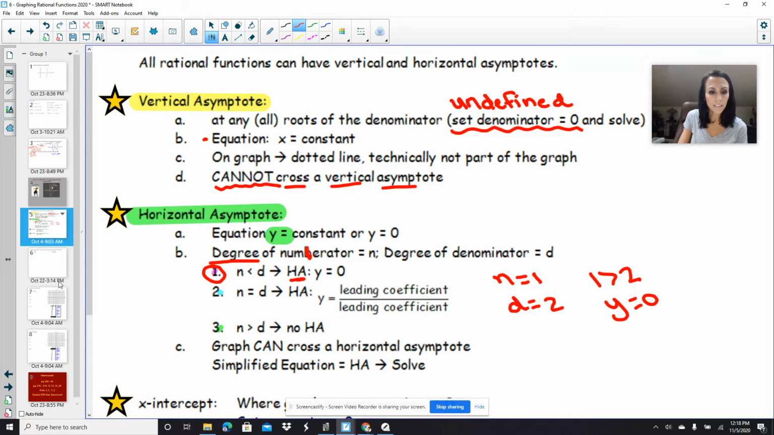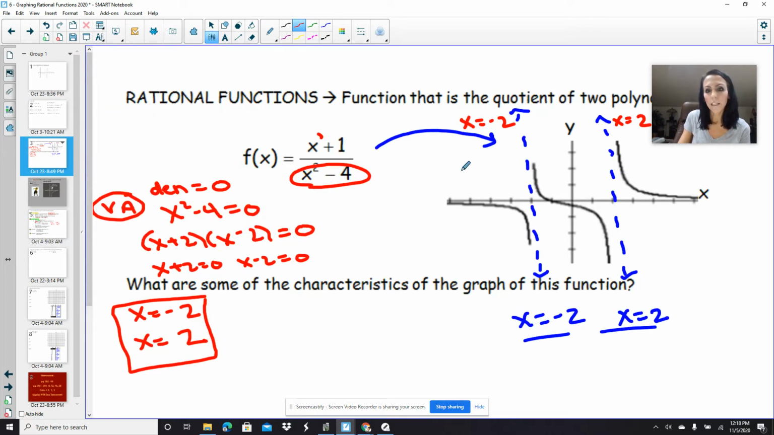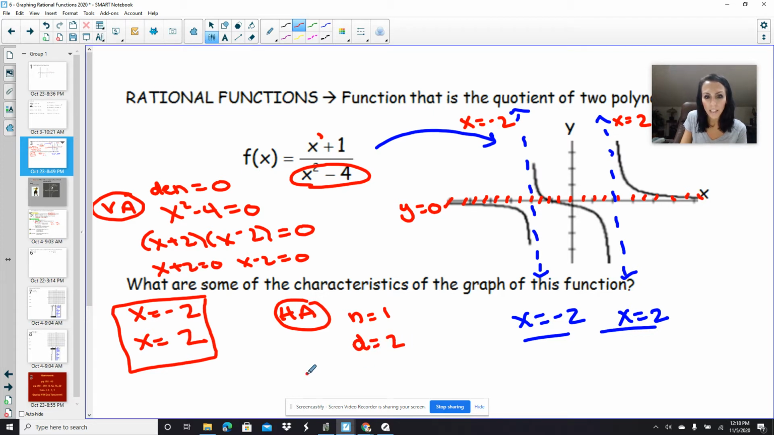All right, let's go back here. Y equals 0 is right here. And notice the function does cross the horizontal asymptote, and that's okay. It's not okay for vertical asymptotes. So that's y equals 0, that's our horizontal asymptote. I'll write down how we determine that. We take the degree of the numerator, n, 1, and the degree of our denominator, which is 2. And if 1 is less than 2, or n is less than d, we have a y equals 0 horizontal asymptote. Okay?